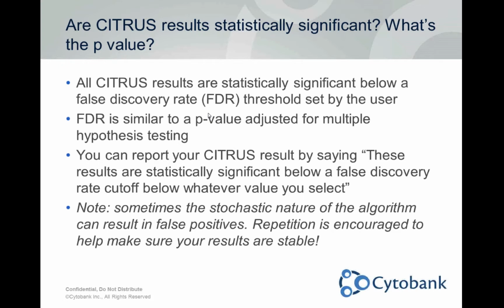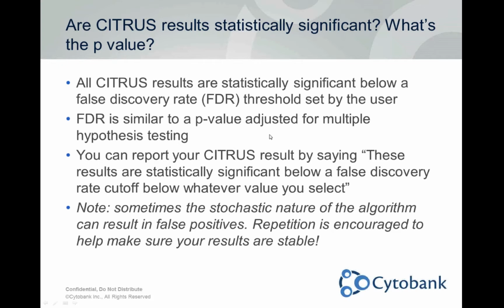So you can report your CITRUS analysis. Sometimes we get questions of like, how do I technically say what I've found with CITRUS? So you can say these results are statistically significant below a false discovery rate cutoff, below 1% or 5% or 10%. This is just part of statistics. There is a 1% chance or a 5% chance or a 10% chance that one of those findings will be a false positive, depending on what version you're looking at.